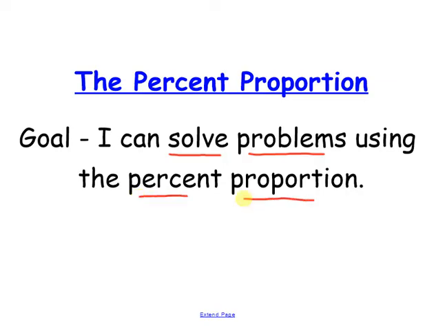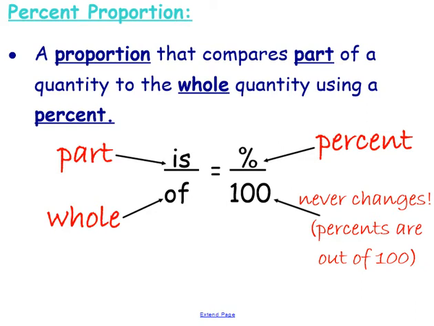You may have heard of the percent proportion before by another name. Some people call it is over of equals percent over 100. So let's go ahead and get started with our definition. If you remember, a proportion compares two equivalent ratios, while a percent proportion compares part of a quantity to the whole quantity using the percent.